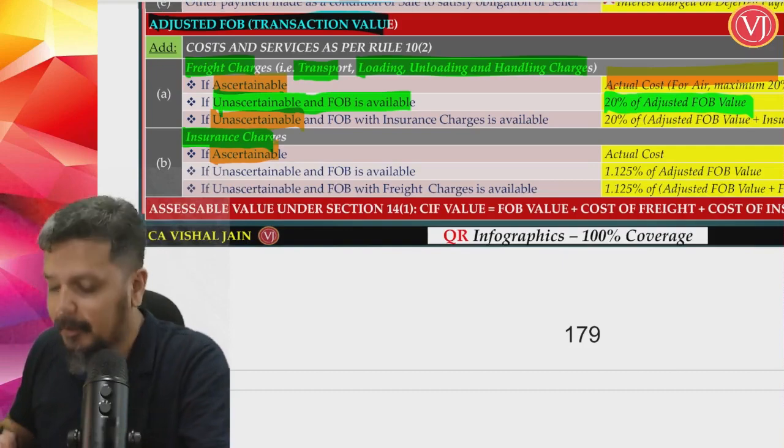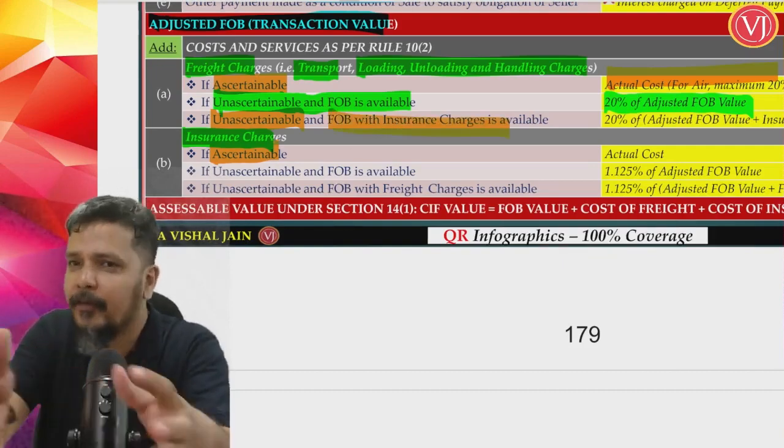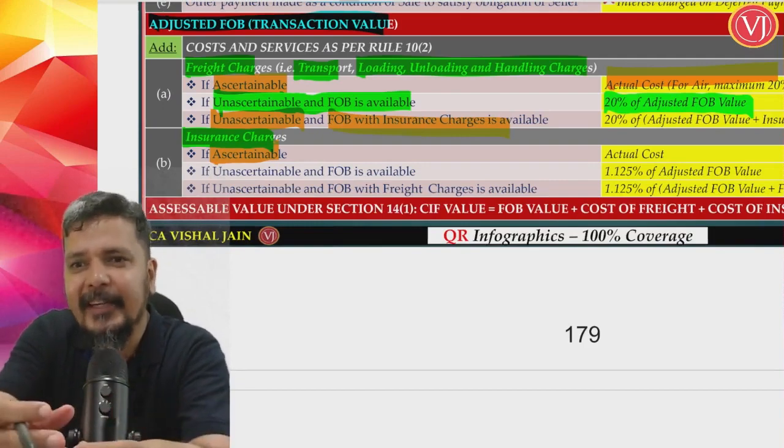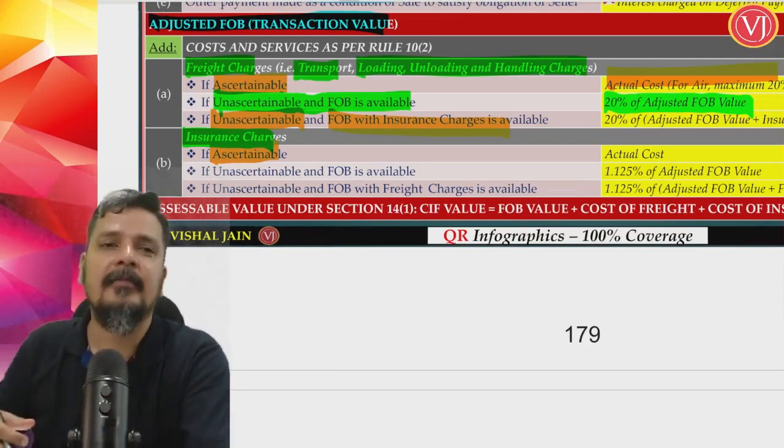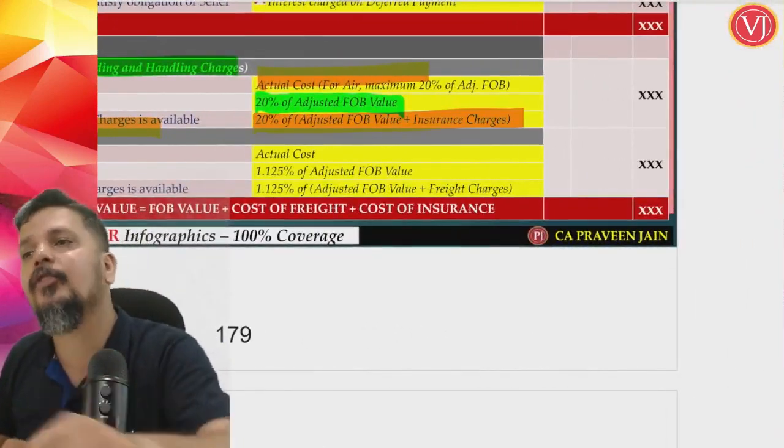Now, there may be one more possibility that you don't know the freight amount, you don't know FOB separately, but you know FOB plus insurance. You don't know the split up between them. You don't have an option. What to do? Go with 20% of adjusted FOB plus insurance.